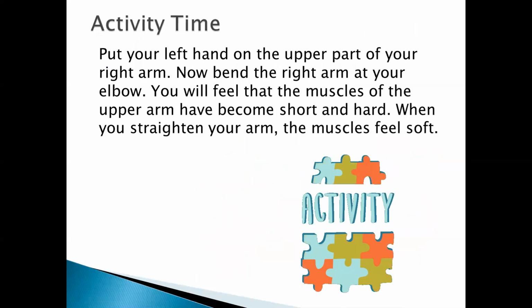Now it's the activity time. Got it? I'm giving you an activity: put your left hand on the upper part of your right arm, and now bend the right arm at your elbow. You will feel that the muscles of the upper arm have become short and hard. When you straighten your arm, the muscles feel soft. I will demonstrate the activity in front of you so that you can easily do it at your home.